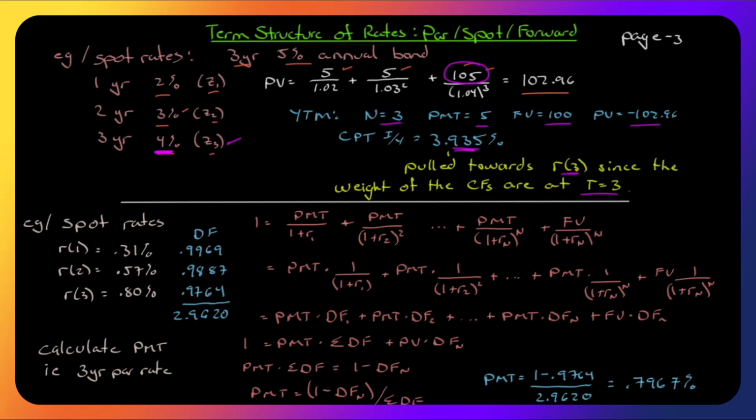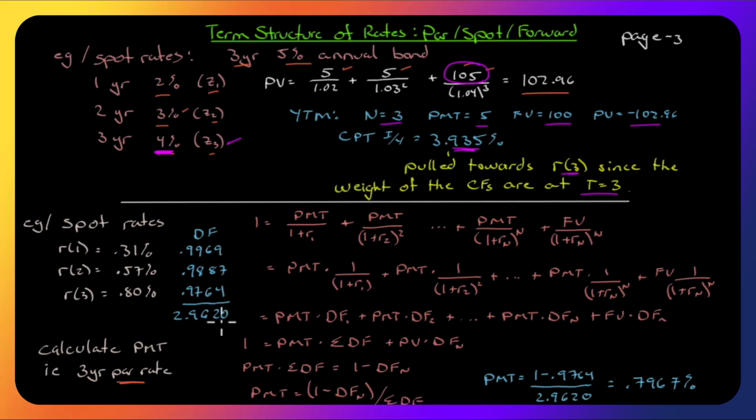Next example here, we're given some spot rates, a 1 year, a 2 year, and a 3 year spot rate, or you could say it's a 1 period, 2 period, 3 period spot rate. And we're asked to calculate the payment. In other words, what is a 3 year par rate? That would be the payment or the coupon that would create a par bond. I'm going to show you a really easy way to do this.